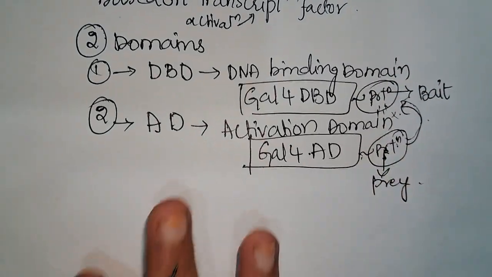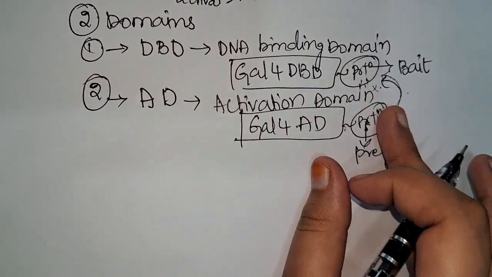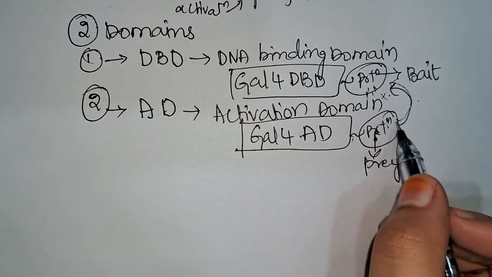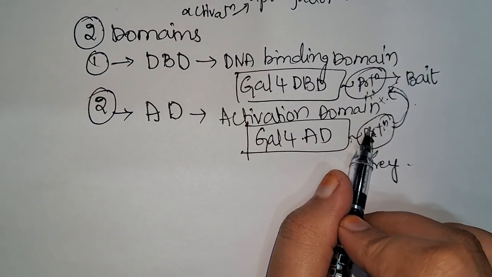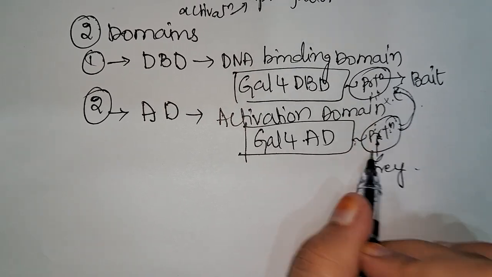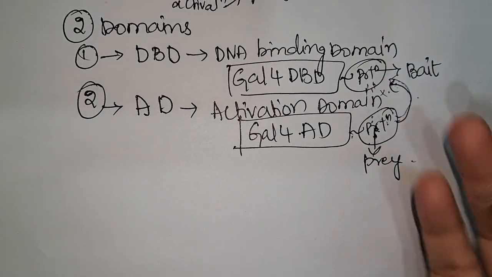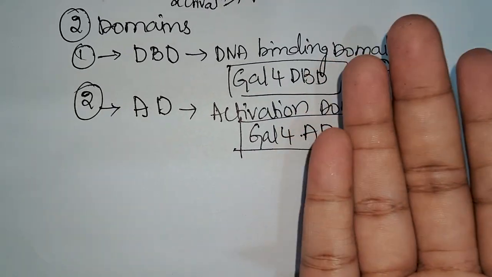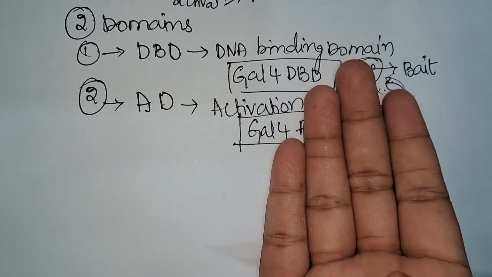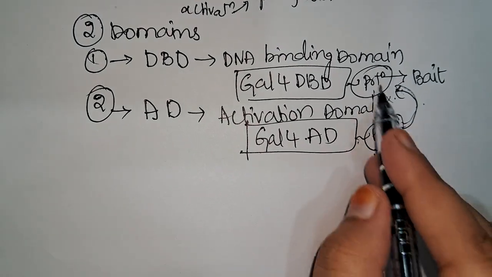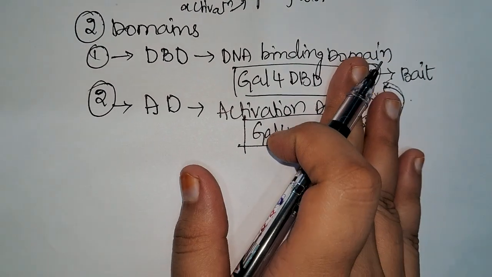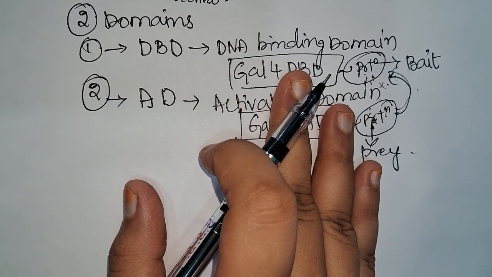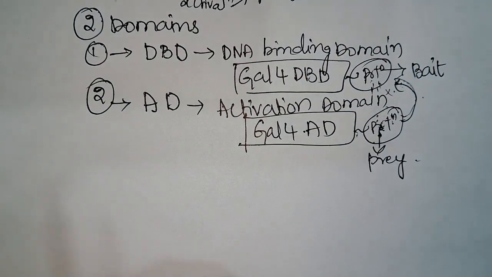If they don't interact with each other, what happens? They will turn off the transcription. When they interact with each other, they become a functional transcription factor, and then they regulate the transcription, and we can identify the reporter genes. If they don't interact, we cannot identify the reporter genes, and the transcription will be turned off. We'll see this with the help of a diagram.